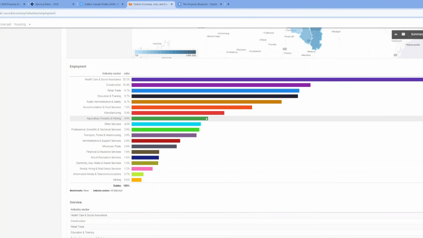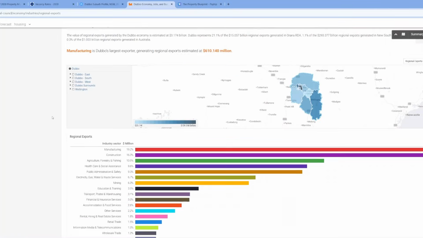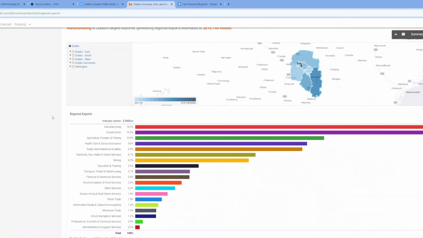But not only that, you want to go one step further, and you want to start to look at the regional exports of that location. And this is really important because sometimes locations can be diversified, but the output of that location, or what that location produces, could be tied to one specific industry like mining. But in this case, we can see that in Dubbo, it's mainly tied to manufacturing, construction, agriculture, healthcare, and even parts of mining in that location.